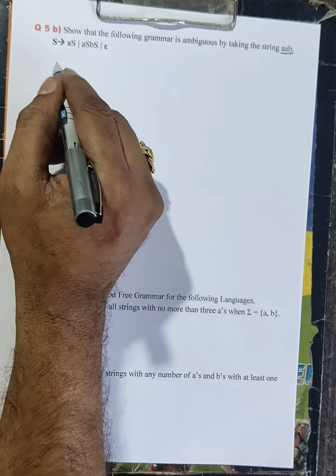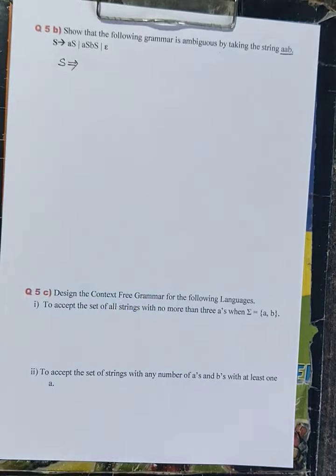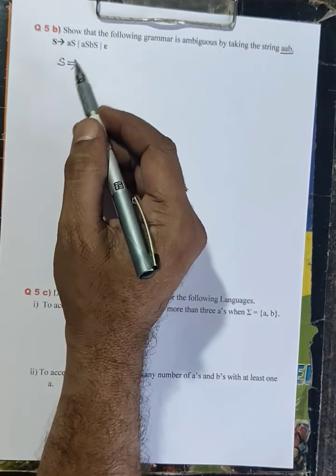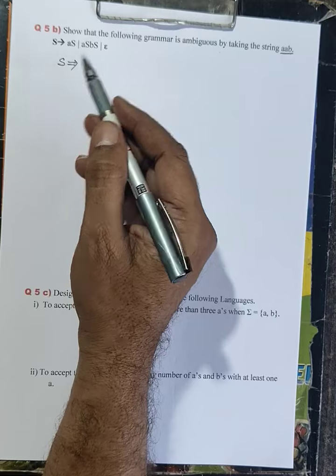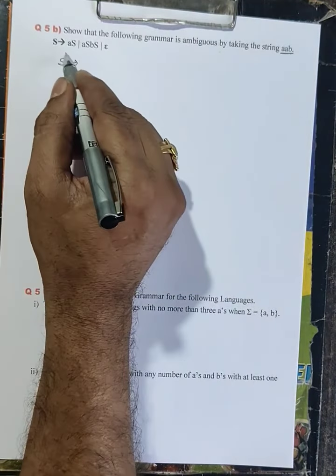This is a very simple example. Derivation, yes, produce. Here you can write the derivation symbol. One time you take the first production, another time you can take the second production. Using different productions, you can prove the given grammar is ambiguous for the same string.